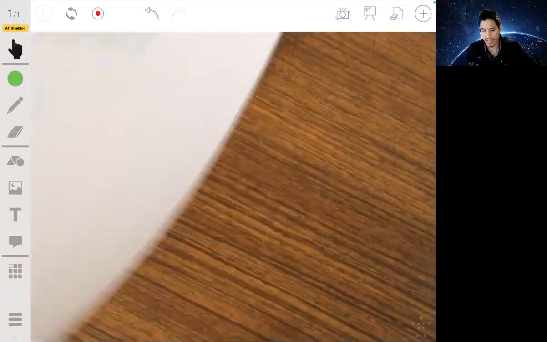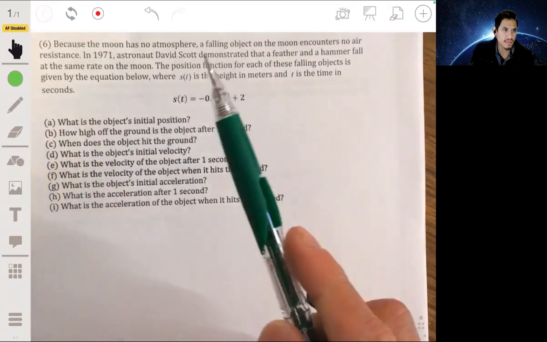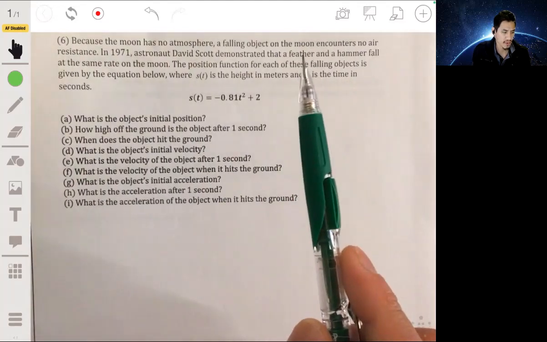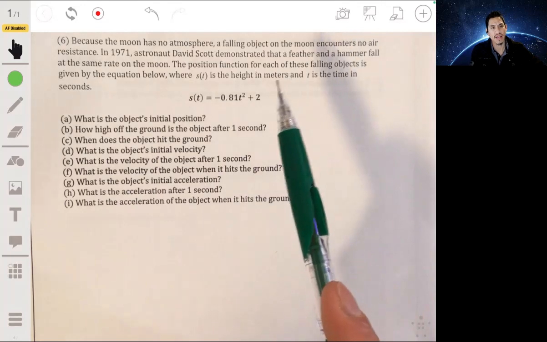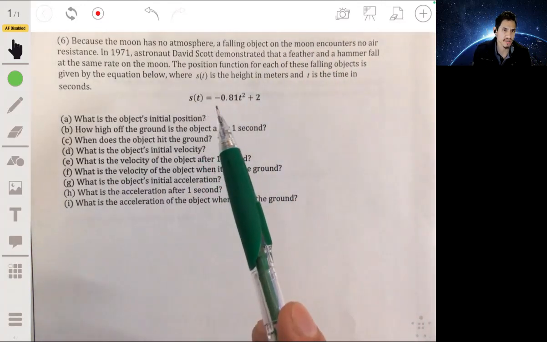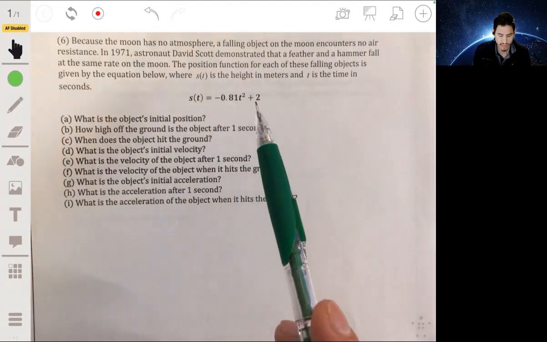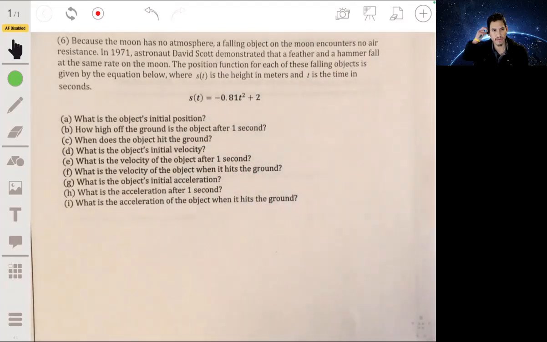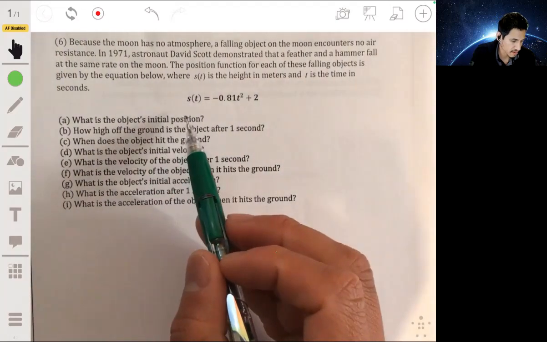So let's look at this example here. We've got the moon, which has no atmosphere. So when we have a falling object on the moon, there's no air resistance, and so we can figure out its position with this equation: s of t equals negative 0.81 t squared plus 2, where s of t is the height in meters and t is the time in seconds. Now, first question: what's the object's initial position?